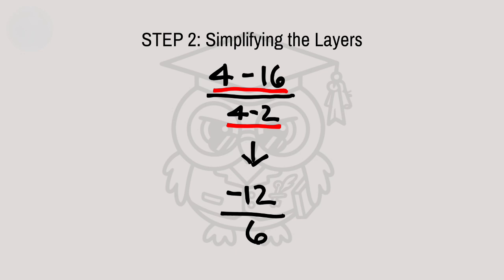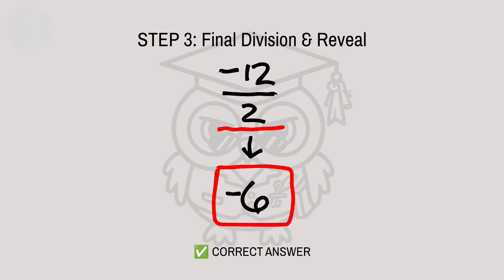On top, 4 minus 16 equals negative 12. On the bottom, 4 minus 2 equals a positive 2. Our fraction is now down to its simplest form, negative 12 divided by 2. Perform the final division step to complete the problem. Dividing a negative number by a positive number always gives a negative result. So, negative 12 divided by 2 equals negative 6.